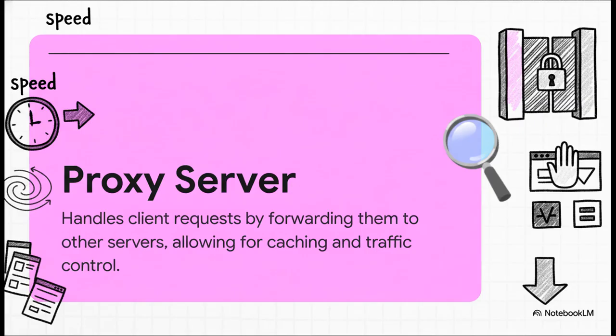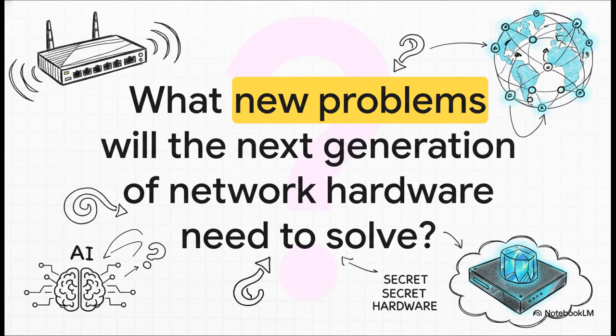And finally, let's talk about the proxy server. A proxy basically acts as a middleman. It does two really useful things. On one hand, it can speed stuff up by saving or caching frequently accessed web pages locally. That way, you don't have to fetch them from the internet every single time. And on the other hand, it gives an administrator really fine-grained control to filter content and block access to certain websites.